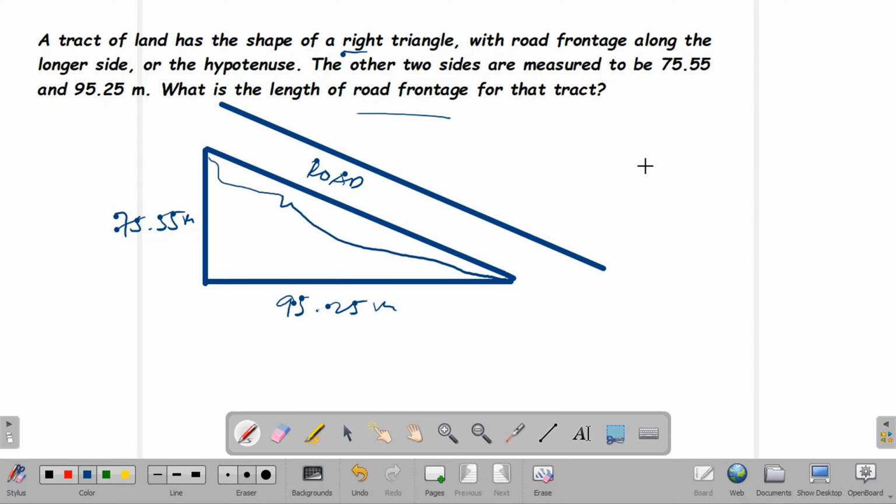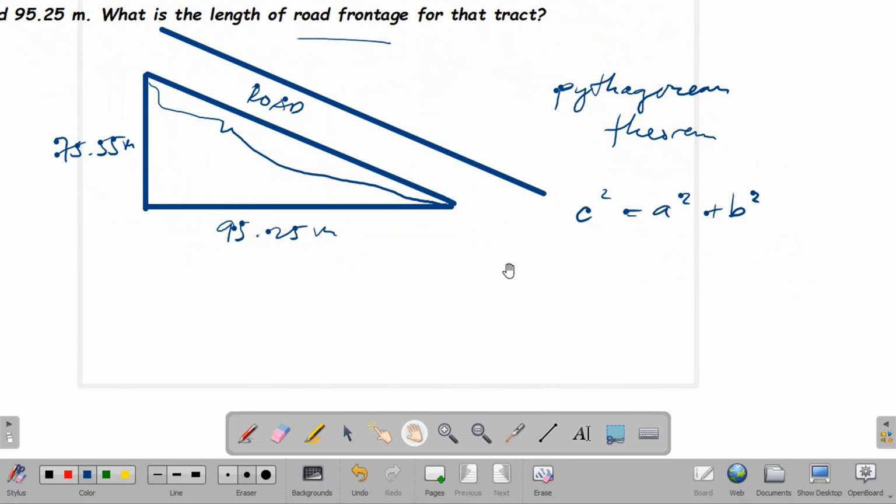Applying the Pythagorean theorem, that c squared is equivalent to a squared plus b squared. And then dito sa figure natin, ito yung c, this one is a, this one is b. So, yung hinahanap natin dito is yung c, okay?